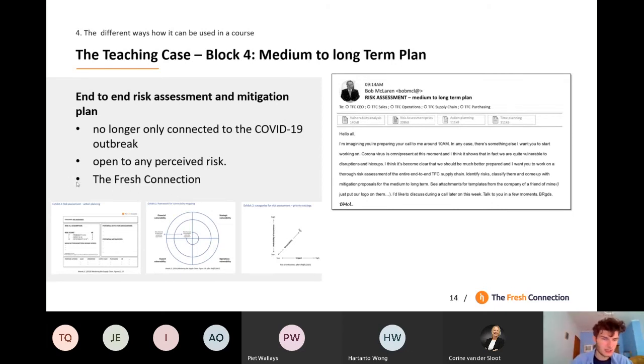At the bottom, you see some of the templates that students can use to solve this exercise, basically, and to map the risks. Say how strong these risks are, so to rank them also in terms of degree of likeliness and impact, and then to come up with a plan on how to mitigate them. And on the right-hand side, you see the message from the CEO.